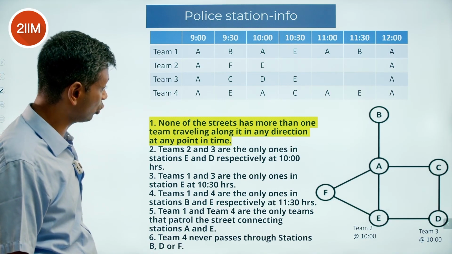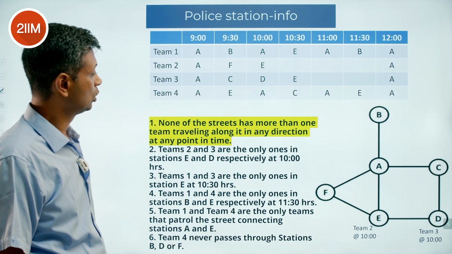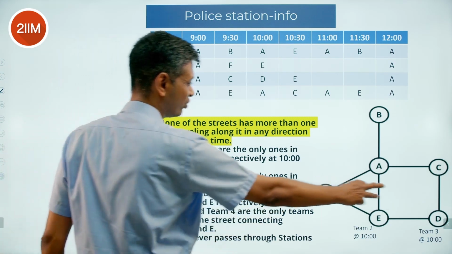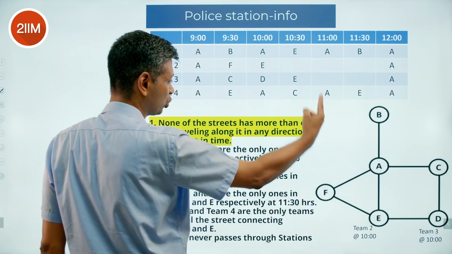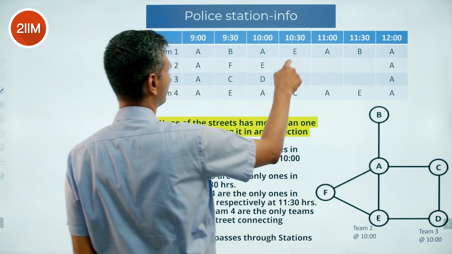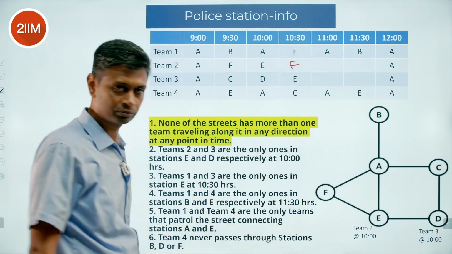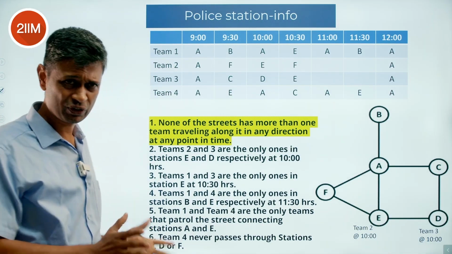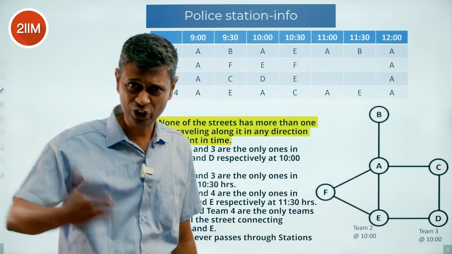Team 2 at 10 o'clock is at E. Could not have gone to D because ED is this side. Could not do EA because only 1 and 4 do EA. So this should have been F. So, lovely. We've got this far. Just have to finally finish this thing off.